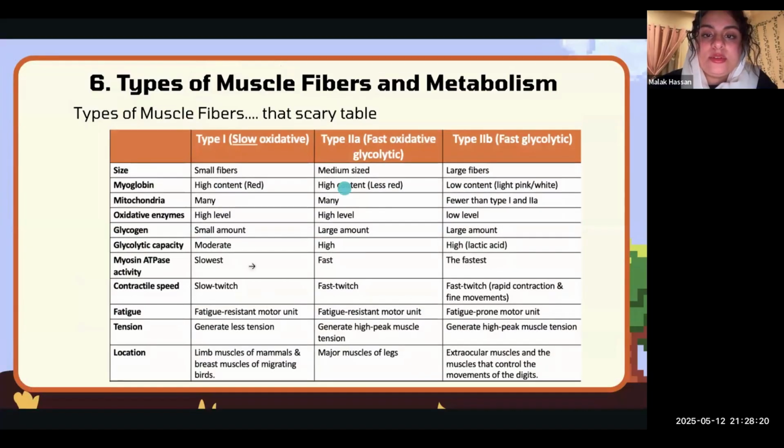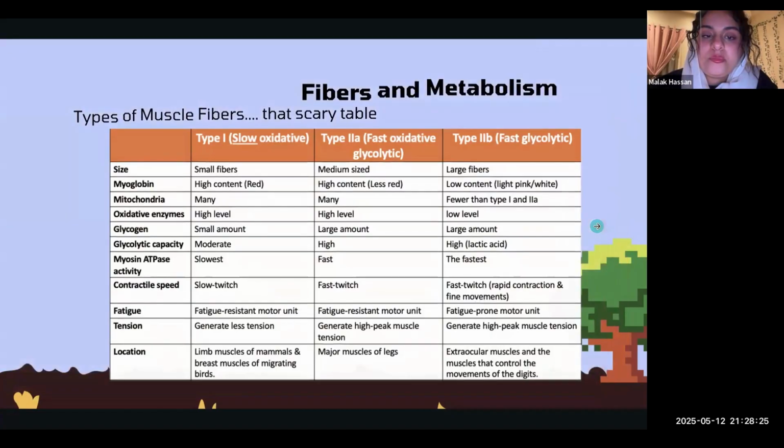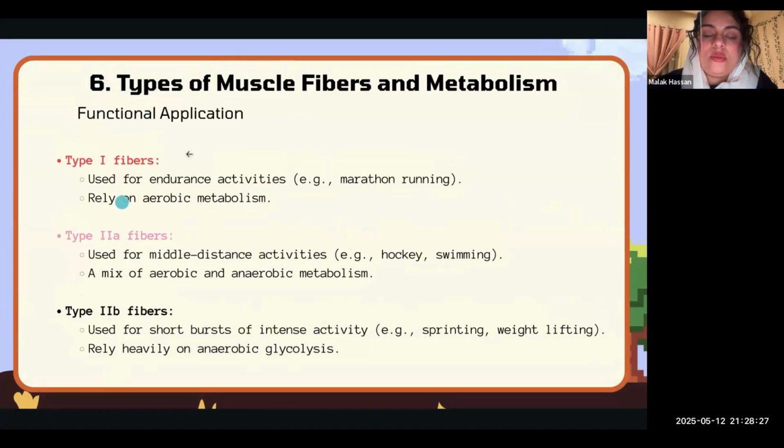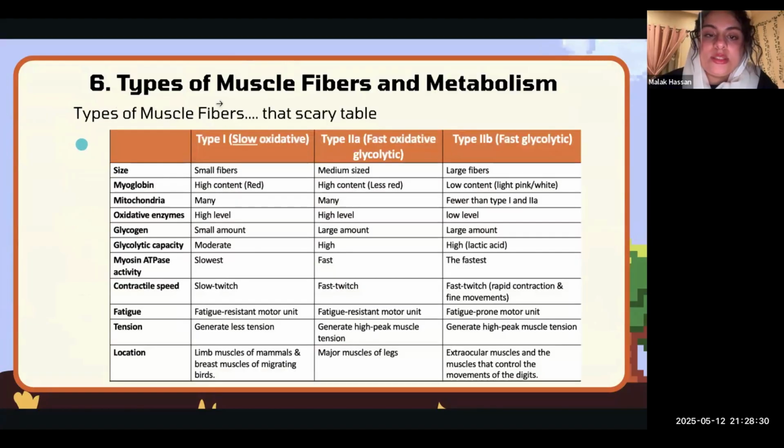Now, this is the scary table. It's really not that hard. We'll go through it together. Type 1 fibers are usually small fibers. They're slow oxidative, slow twitch fibers, meaning they have the slowest myosin ATPase activity, which means they have lots of mitochondria. And they're oxidative, so they have lots of mitochondria and lots of myoglobin. And yeah, they're slow twitch fibers.